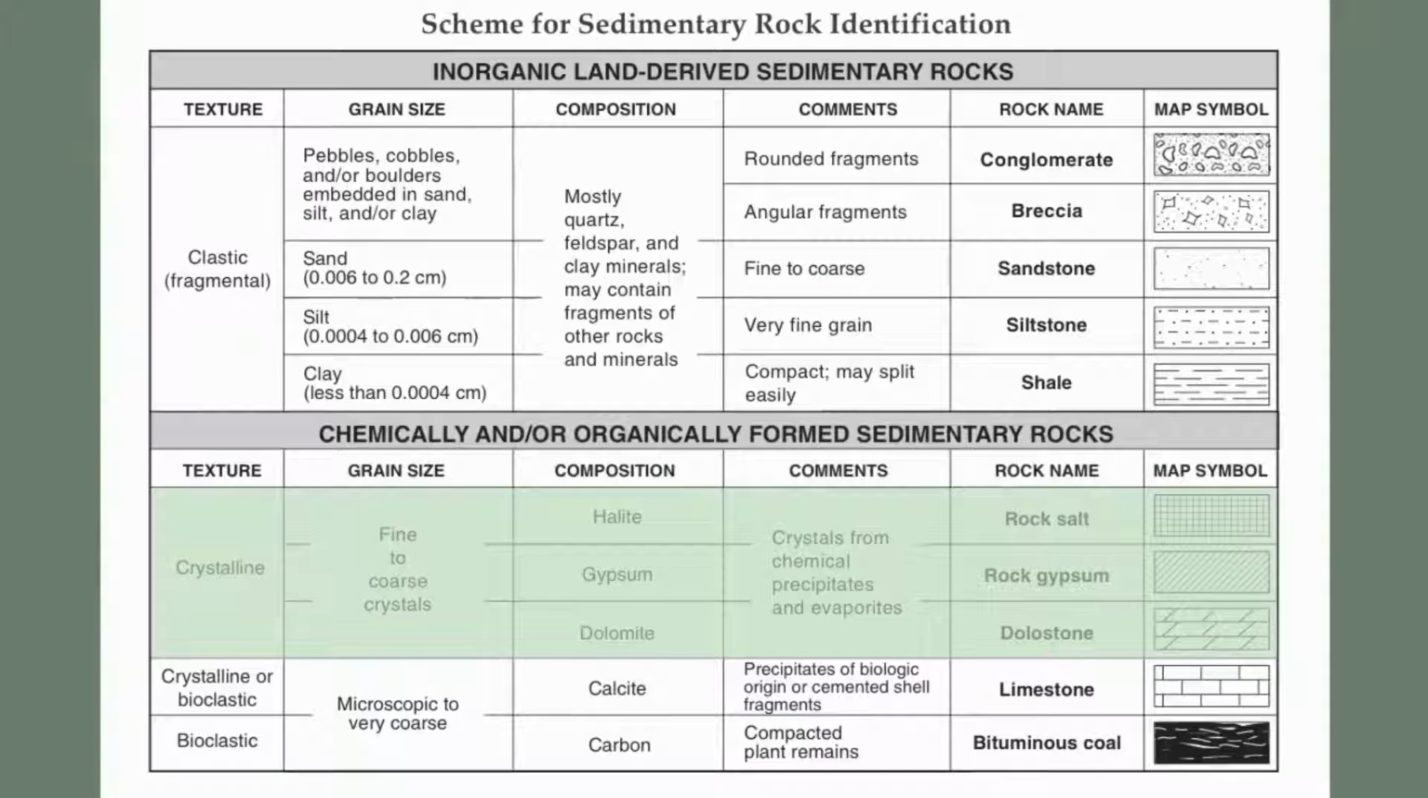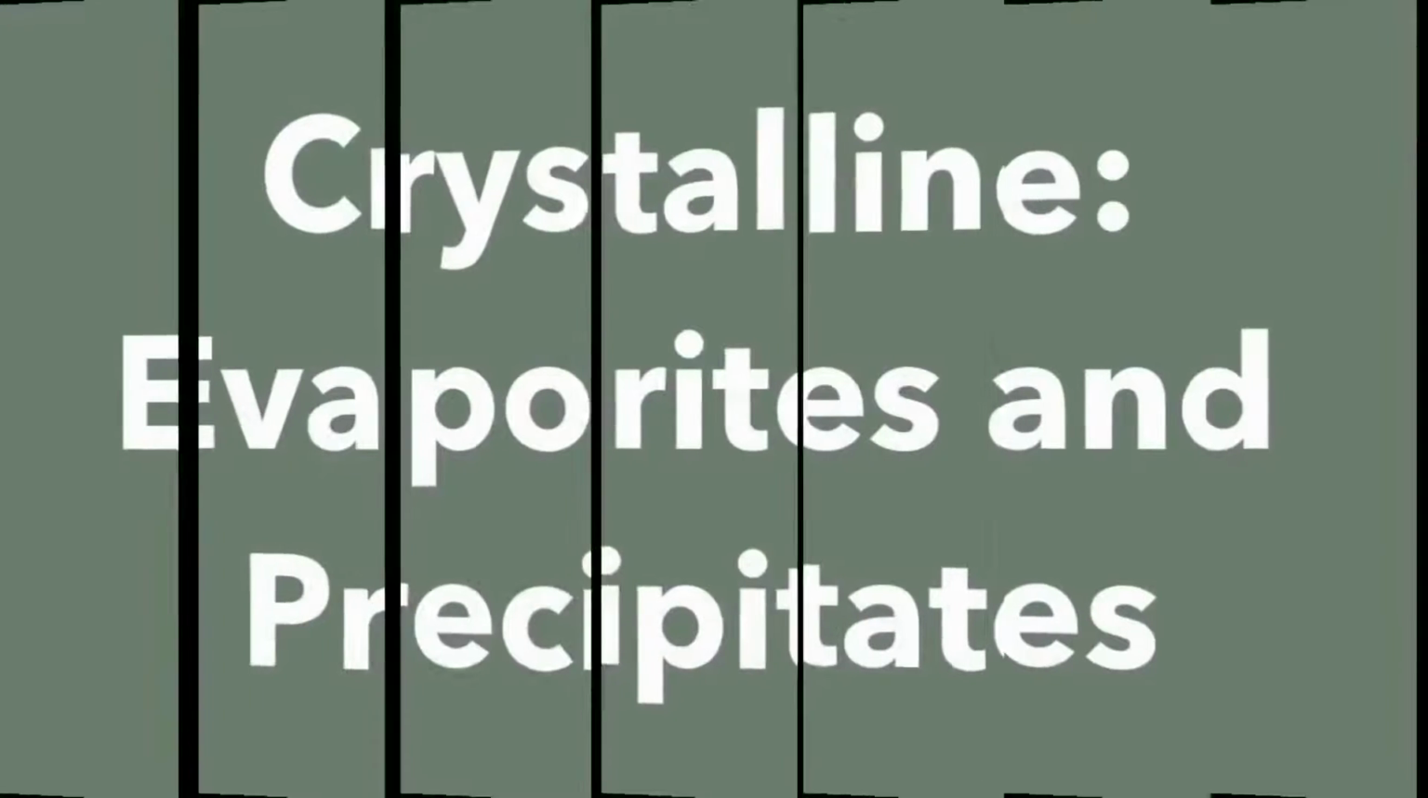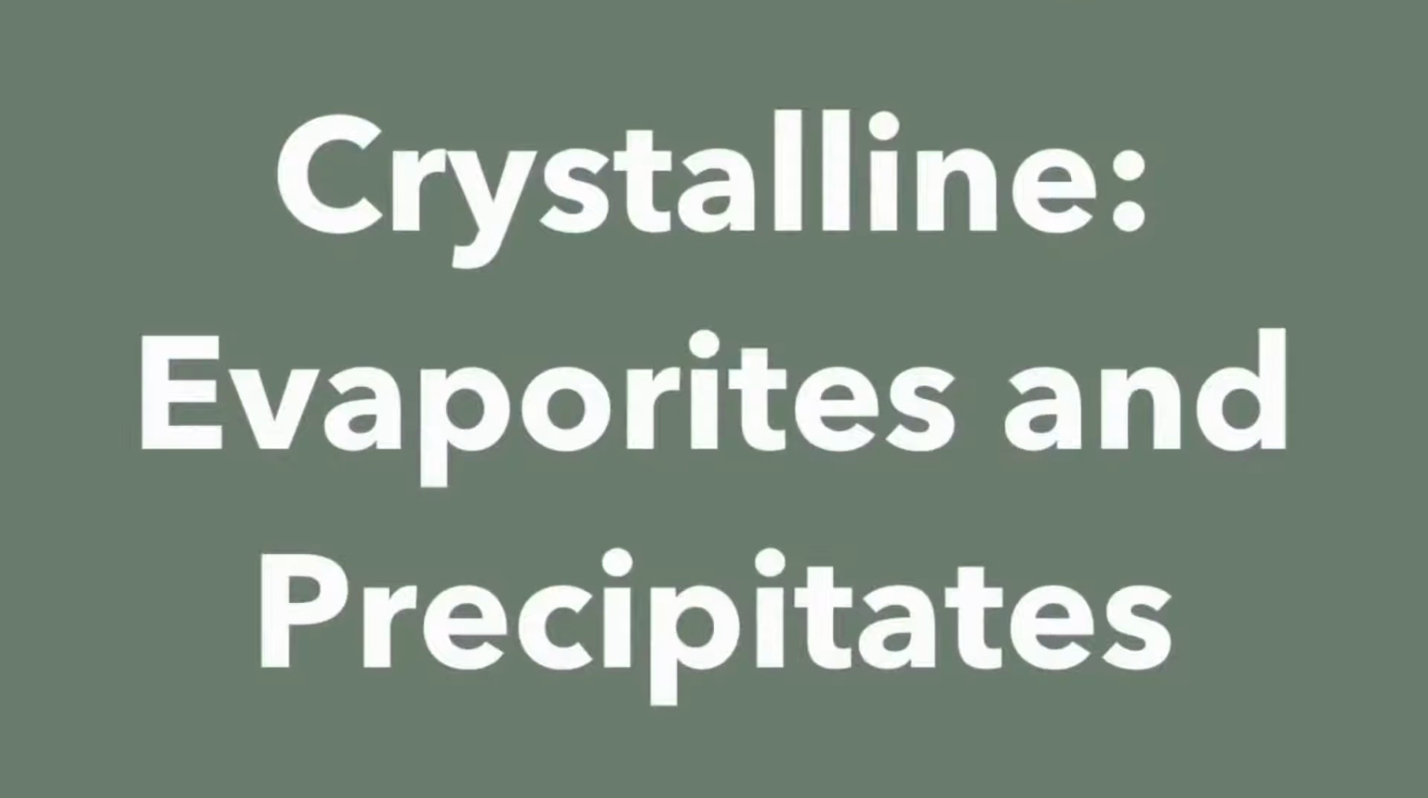First off, the crystalline rocks, seen here on the reference table. These are under a column that says chemically or organically formed sedimentary rocks. So these are not necessarily from compacted sediments. In fact, the crystalline ones form in an entirely different way. Crystalline sedimentary rocks are known as evaporites or precipitates. And what that means is that they form as a result of some sort of chemical process. Let's take a look at some examples.